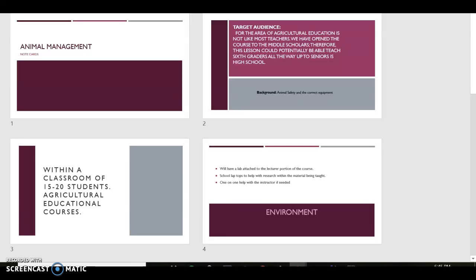Well, good evening, it's Megan, and I'm going to discuss the note cards that I have made for my theme course, which is animal management. So as you can see, the first note card is for the target audience.